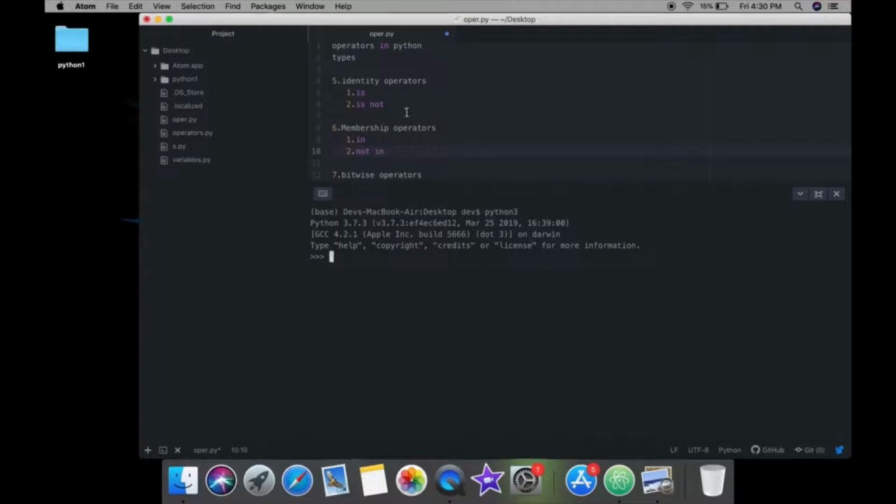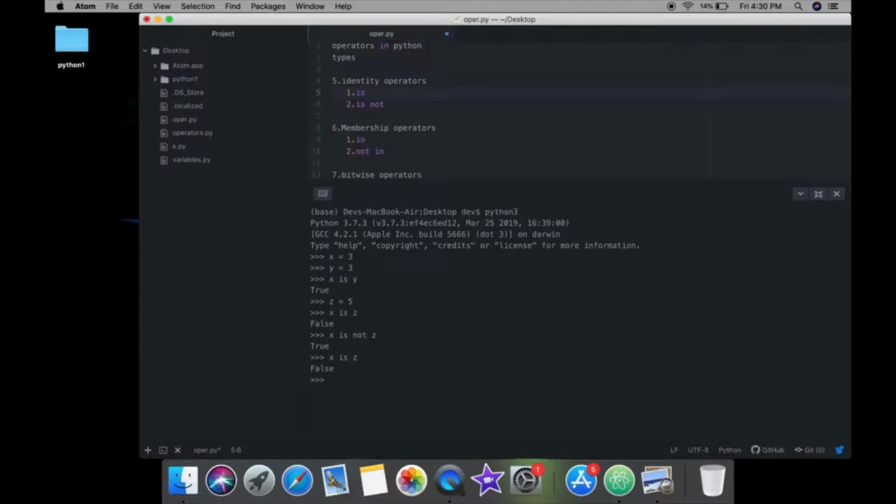Now first we will consider the identity operators. So what do is and is not mean? Is means this one is equal to this. Like if I have x equal to 3 and y equal to 3, x is y, I will get true. But if I have z equal to 5 and x is z, I will get false. And if I use x is not z, because they are not equal, I will get true. But if I write x is z, I will get false.